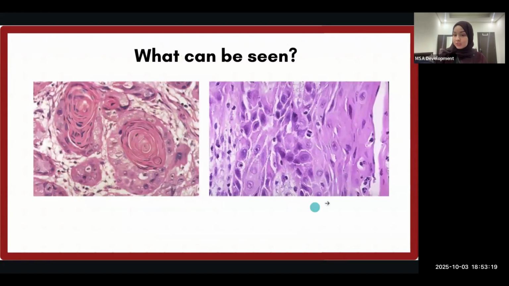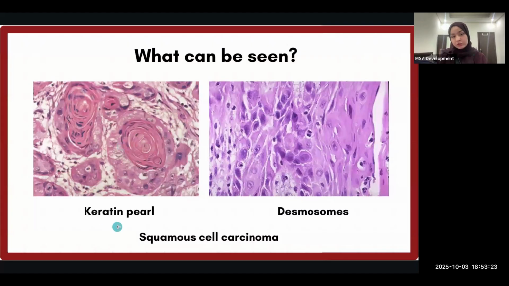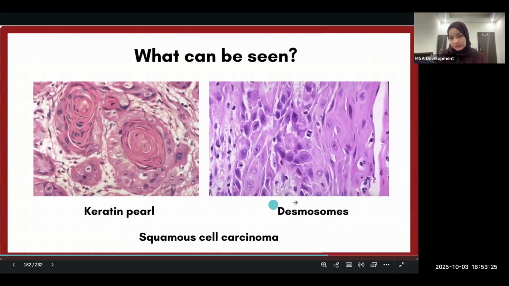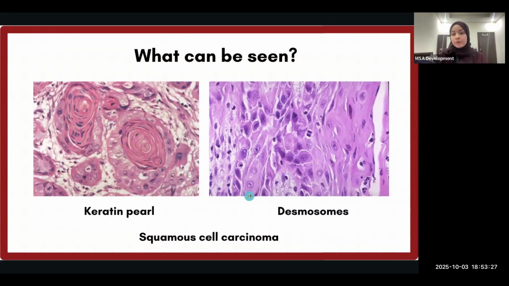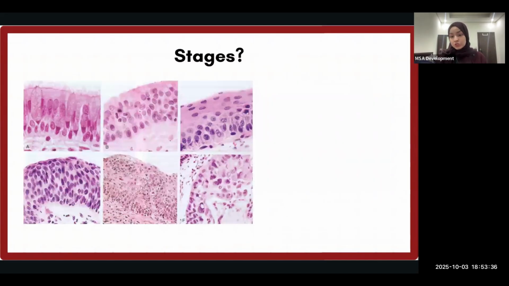Okay, now what can be seen here? Again, squamous cell carcinoma, you have keratin pearls and desmosomes. These are, again, characteristic of squamous cell carcinoma. Please recognize these images. Okay, what are these stages of squamous cell carcinoma? You can get any of these stages in the exam.